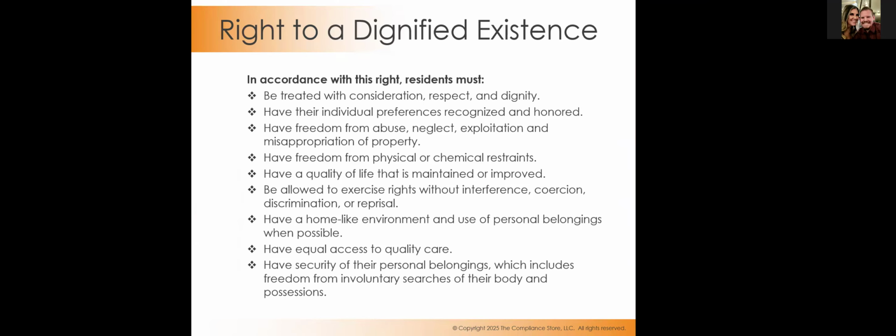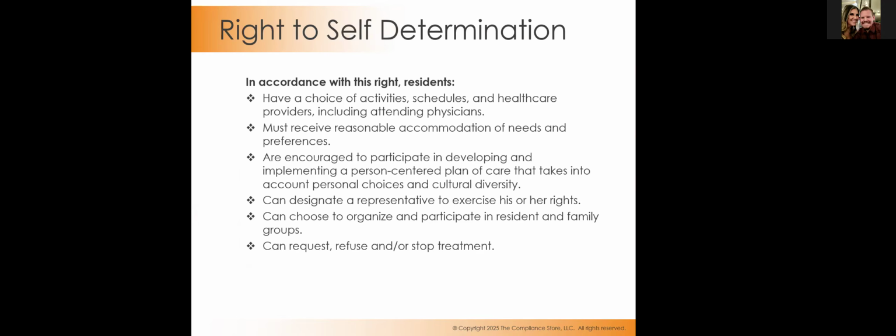We care that they have their individual preferences recognized and honored, that they are in an environment that's free from abuse, neglect, and exploitation. A lot of these things you'll see have an overlap, an overlap amongst rights and abuse, because we need them to have their rights to be free from abuse. So we'll give them a home-like environment and use of personal belongings whenever they can, have equal access to quality care, and have security of their personal belongings, which includes freedom from involuntary searches of their body and possessions. That's not what we do here.